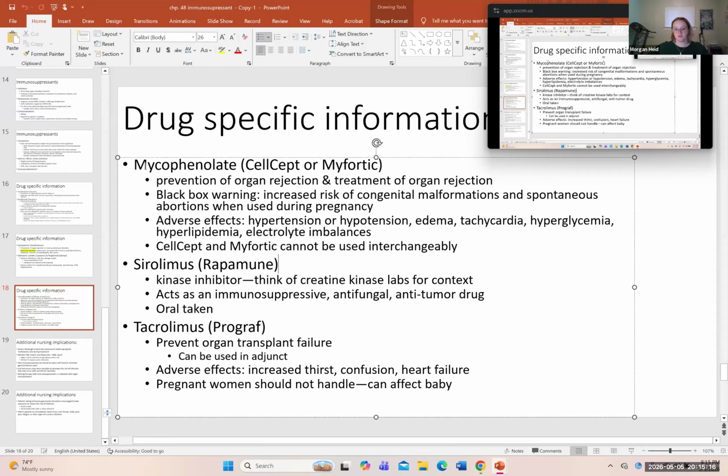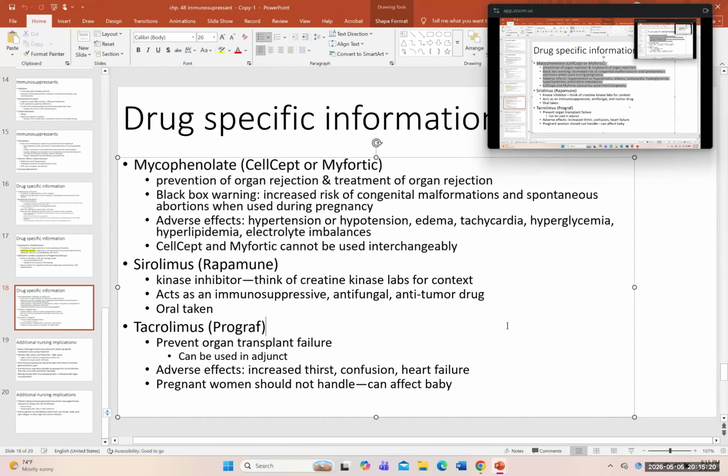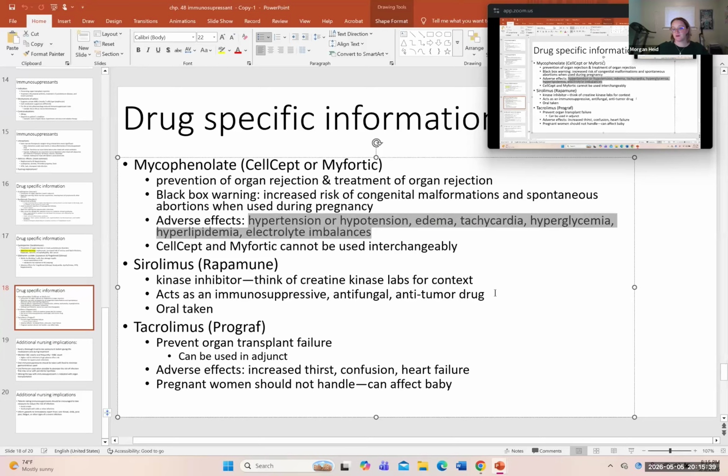Any questions here for this one? Yeah, so what do you want us to know? All of this? I want you to know that Cellcept and Myfortic cannot be used interchangeably, but they're basically the same medication. And then I want you to know that it can cause miscarriages or fetal issues. And I just want you to know this list right here. Simple enough? Okay.